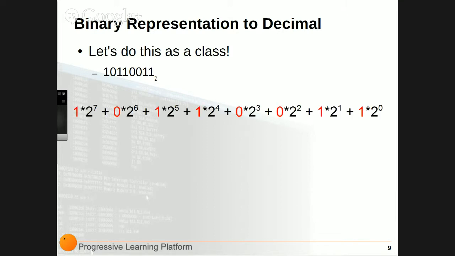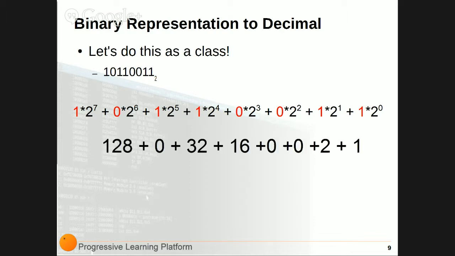It's a positional number system, right? So each digit implies the magnitude of that position. It's just that the base is different. So here, for the most significant bit, you have 1 times 2 to the 7th, which is 128. And for the next digits you have 64, 32, 16, and so on. And when you add them all together, you get the answer. Right? Any questions? Straightforward?